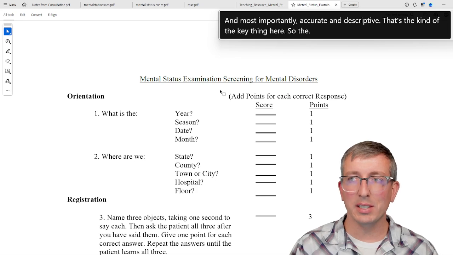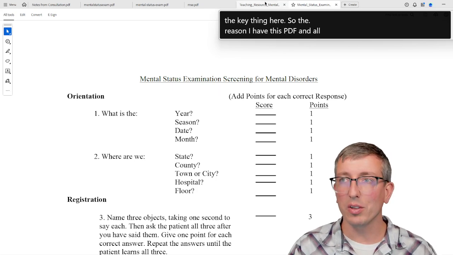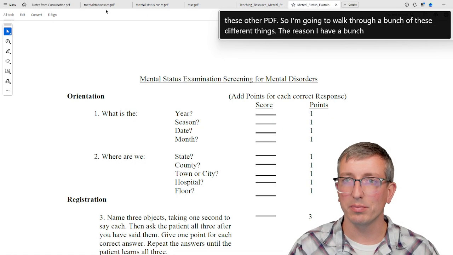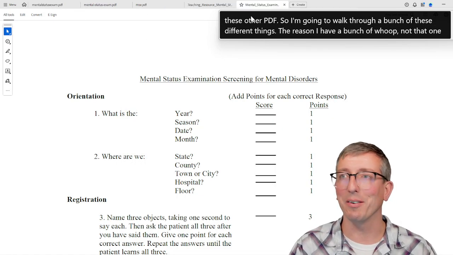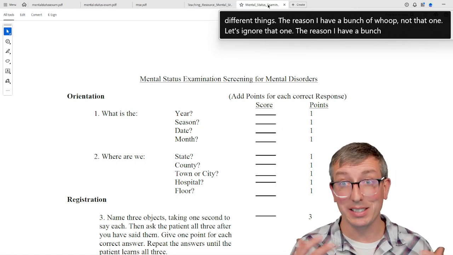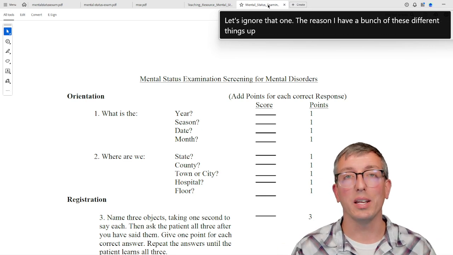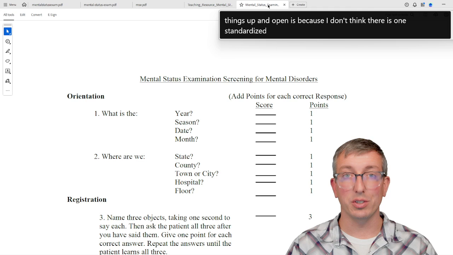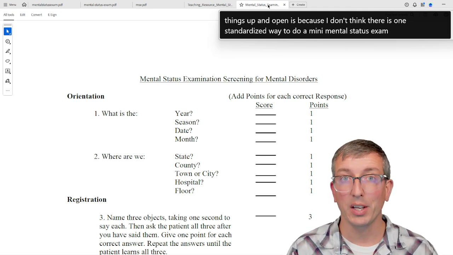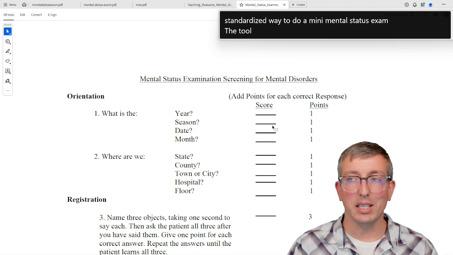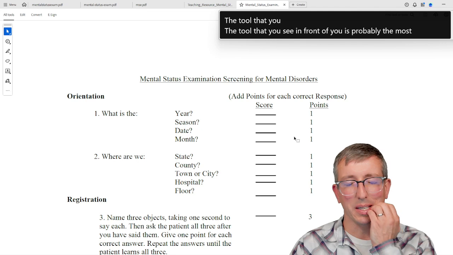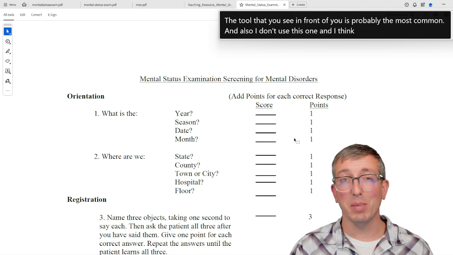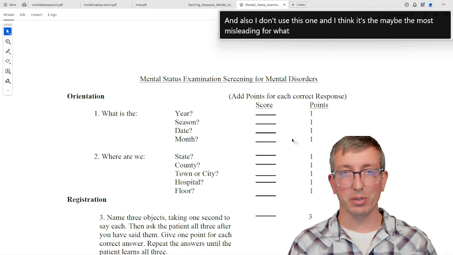So the reason I have this PDF and all these other PDFs, I'm going to walk through a bunch of these different things. The reason I have a bunch of these different things up and open is because I don't think there is one standardized way to do a mini mental status exam. The tool that you see in front of you is probably the most common, and also I don't use this one, and I think it's maybe the most misleading for what we do as counselors.